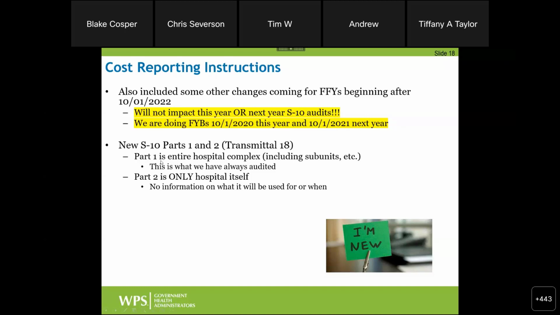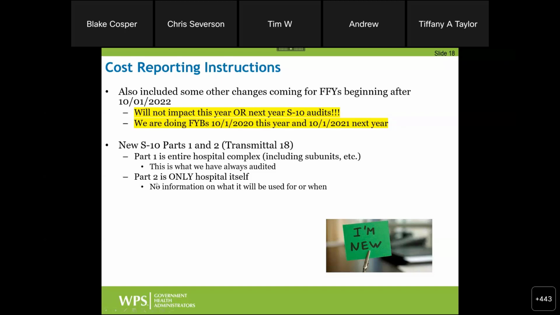What I'm calling the Part 0, the overview, is basically just that. It's the definitions, an overview of the S-10 worksheet itself. That was always at the top of worksheet S-10 in the cost reporting instructions. I'll show you that in just a bit. But then they have Part 1, which is what we've always audited. We didn't call it Part 1 until now, but this is basically what we've audited. These instructions for all the S-10 lines, all the amounts relate to the entire hospital complex. So the hospital, the psych sub, the rehab sub, all the different subunits or sub-providers, they'd be included as well.